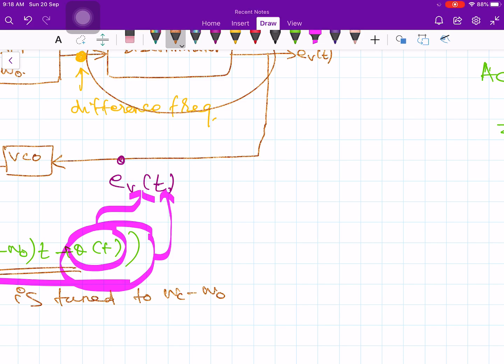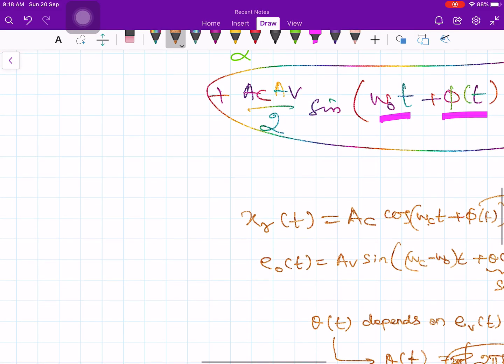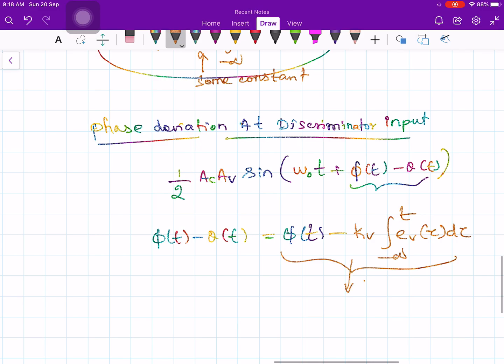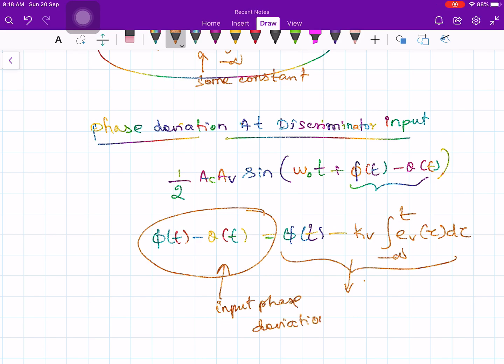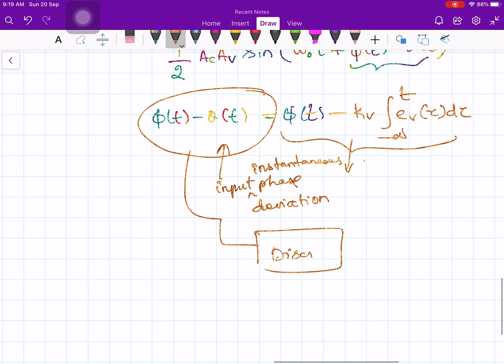And what is the job of the discriminator? It produces an output voltage proportional to the input instantaneous frequency deviations. That is the job of a frequency discriminator. So this is my phase, therefore my output voltage is proportional to the deviation of this. This is my input instantaneous phase deviation, and this is given to your discriminator, and the discriminator produces an output voltage proportional to it.